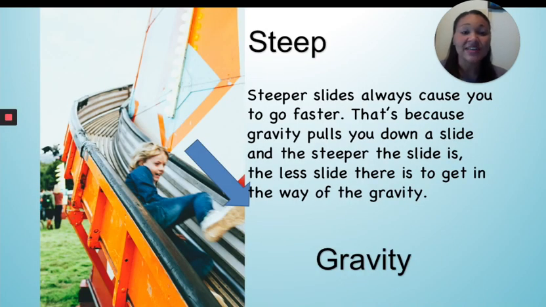As you learned in Science Activity 1, the steeper the incline, the faster and the farther an object's going to go. So steeper slides always cause you to go faster. That's because gravity pulls you down a slide, and the steeper the slide is, the less there is to get in the way of gravity.